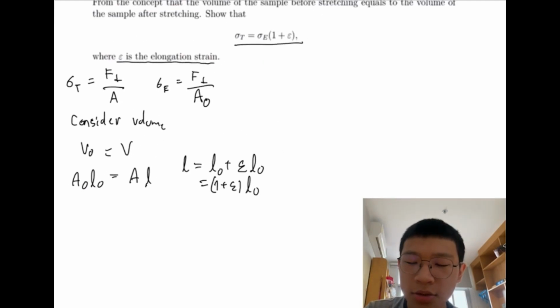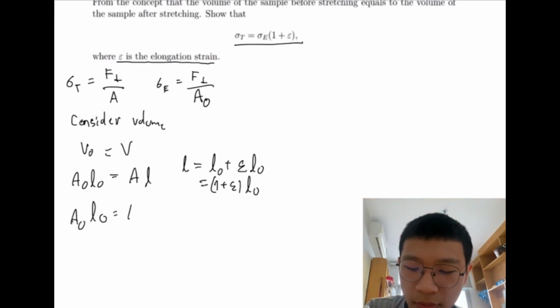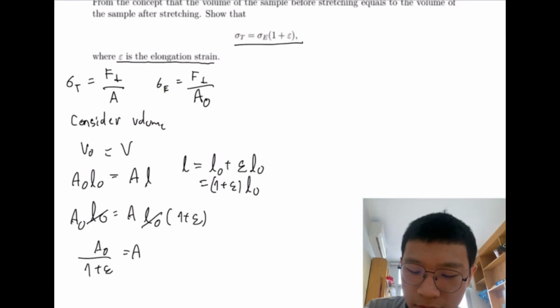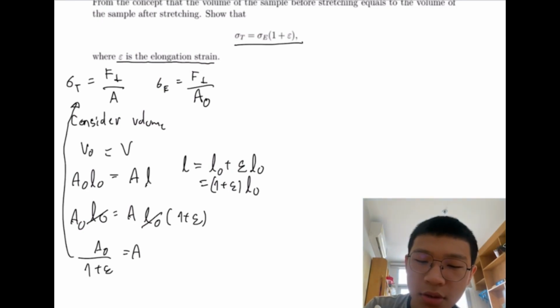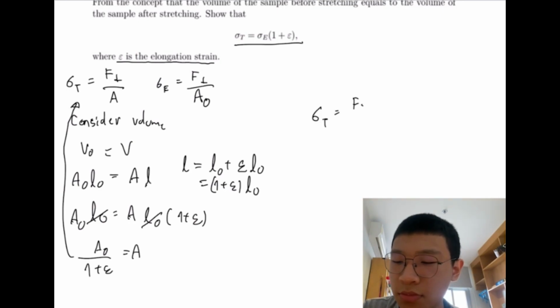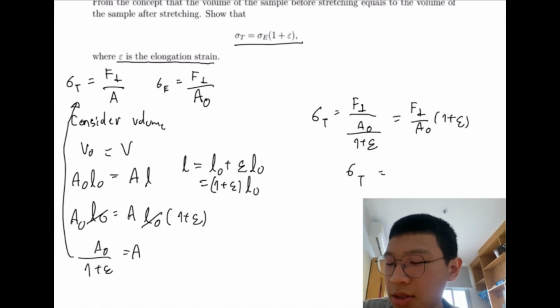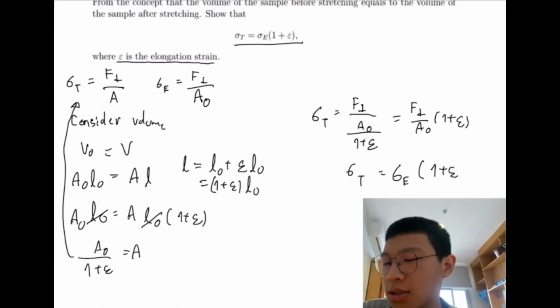Then we substitute it into the equation. And after arranging the equation, we substitute it into this. And then we clearly see that the true stress is equal to the engineering stress times 1 plus epsilon.